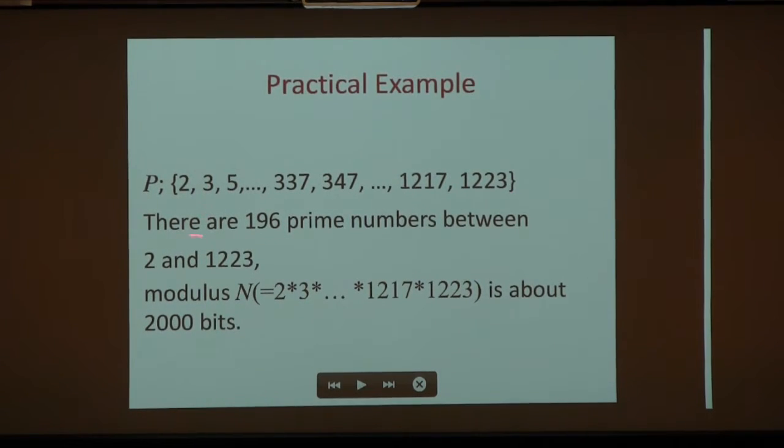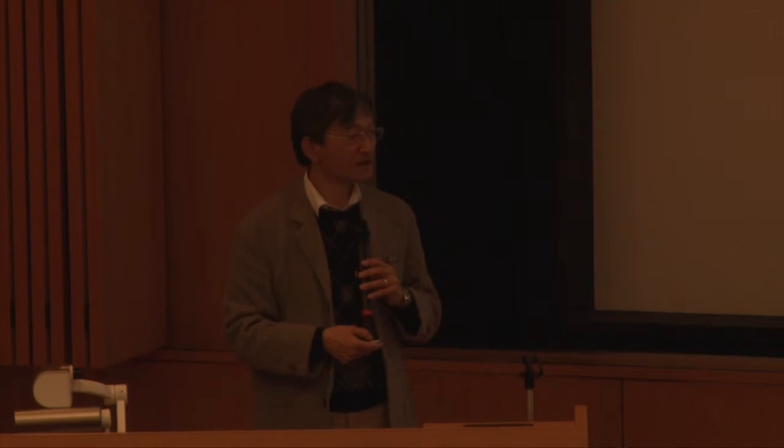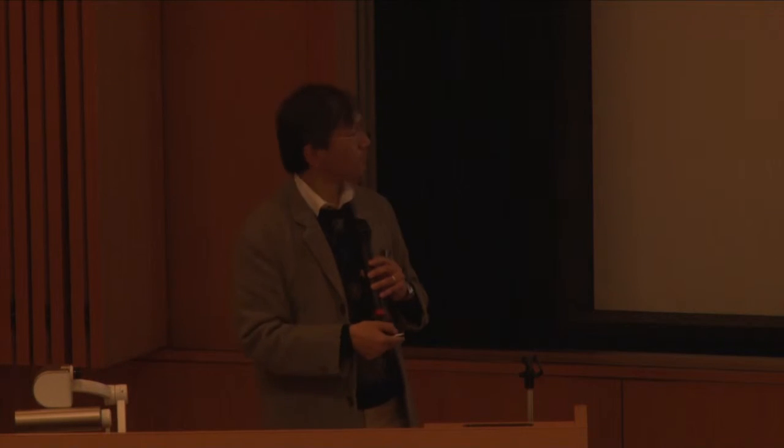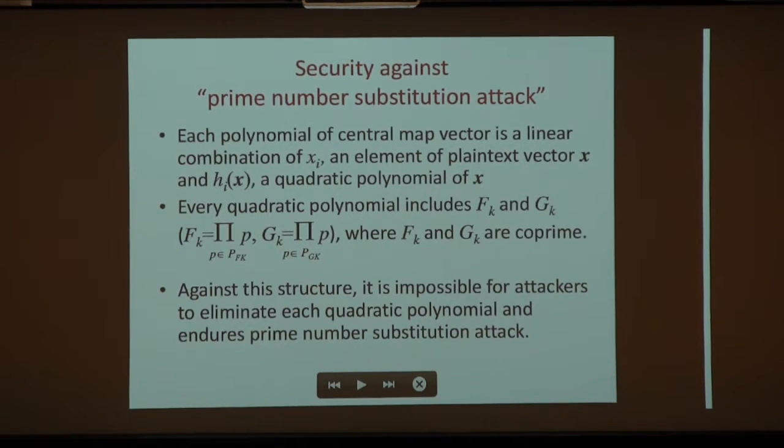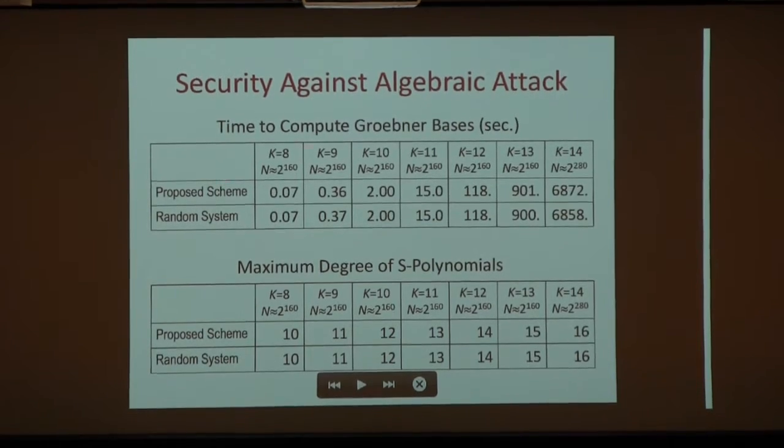So then we create a set of polynomials in this way. Each of secret key polynomials consists this way. They are the divisors of the modulo. And in this way, the polynomials are made this way to create linear equations, to eliminate the quadratic polynomials.